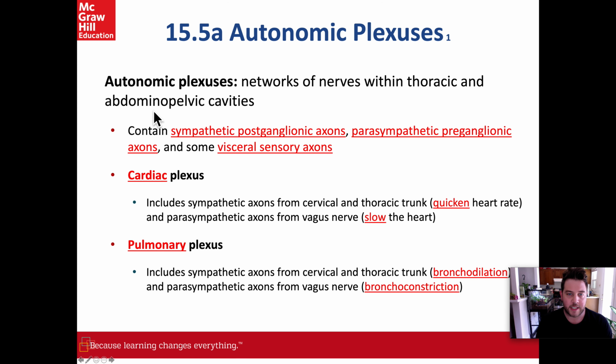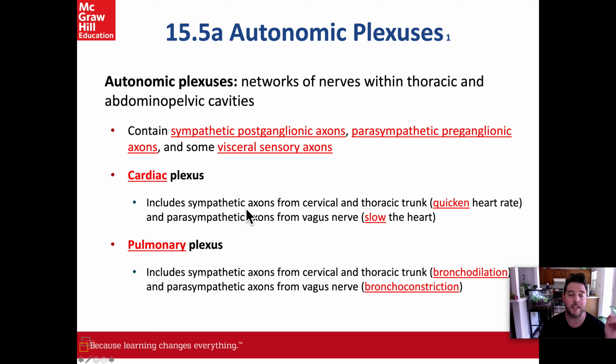So these autonomic plexuses are networks of nerves within the thorax and abdominopelvic cavities. They contain sympathetic postganglionic, parasympathetic preganglionic, and some visceral sensory axons as well. There is the cardiac plexus. What I want you to know is you should be able to label or identify each of the different plexuses and what the sympathetic and parasympathetic activity is going to do.